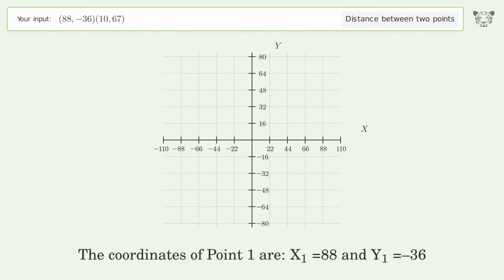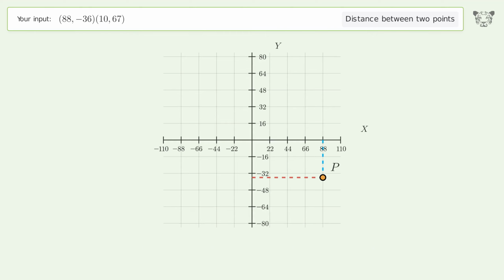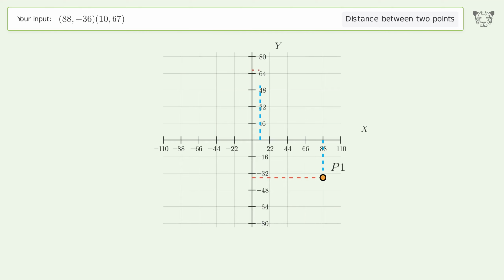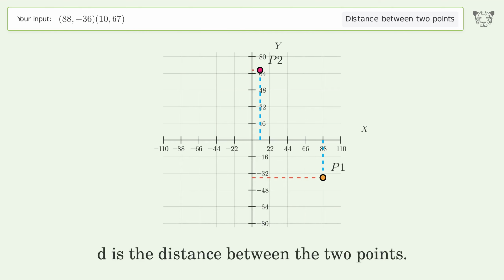The coordinates of point 1 are x1 equals 88 and y1 equals negative 36. The coordinates of point 2 are x2 equals 10 and y2 equals 67. D is the distance between the 2 points.